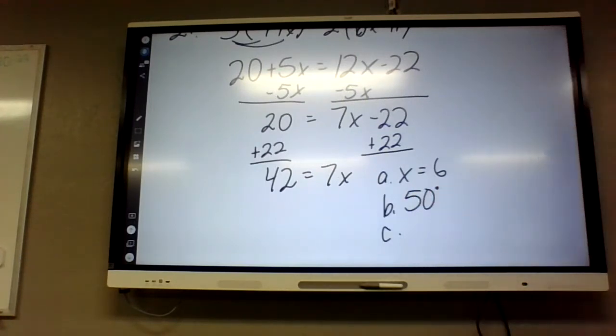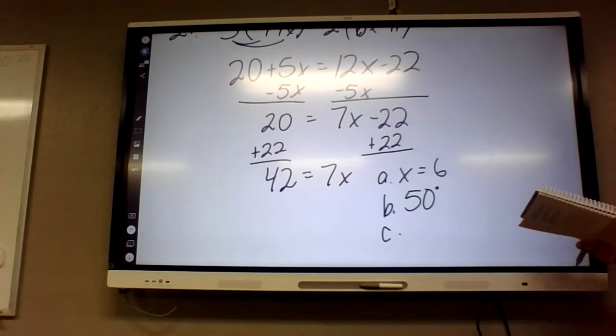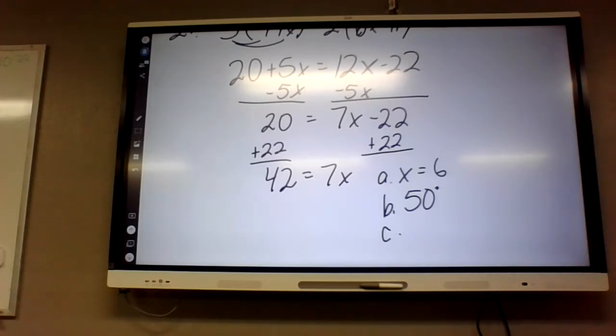And then C says find the measurement of angle 1. So in the picture, angle 4 and angle 1, how are they related to each other? Supplementary. So if angle 4 is 50, angle 1 is 180 minus 50, 130.